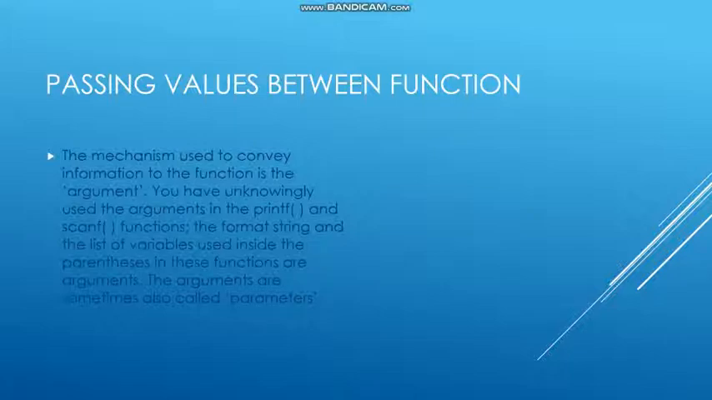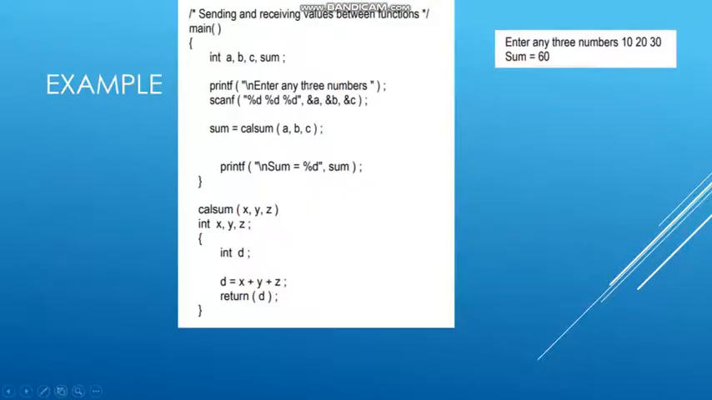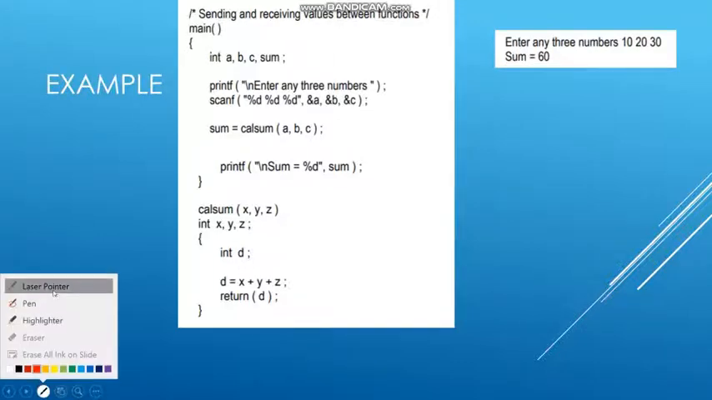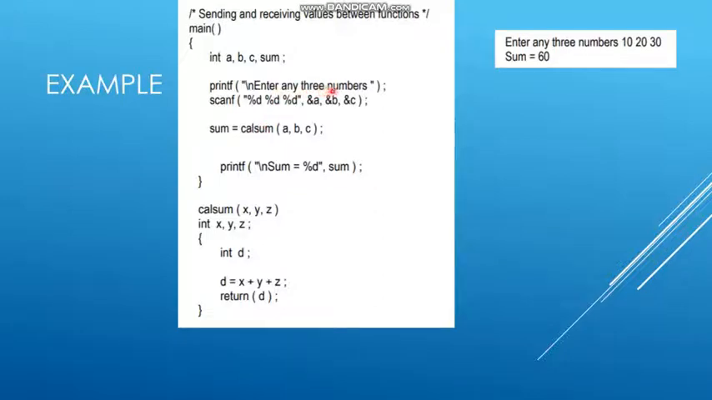Now we will have our example. Consider this program: in main, we receive the values of a, b, c right here by using the scanf function. Wait, let me take the laser pointer, right? Enter any three numbers. Then we receive the values of a, b, c through the keyboard and then output the sum of a, b, c. We have calculated the sum of a, b, c here and then we have printed it. However, the calculation of the sum is done in a different function called calsum.